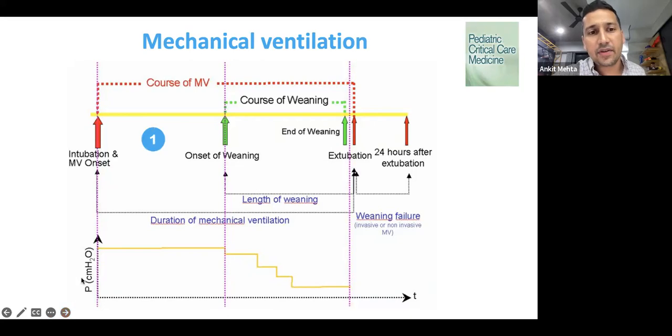So my first point, which is very, very important: what do you do during the initial 72 hours or first 4 or 5 days of mechanical ventilation? Second, we are going to discuss what happens when you start weaning preparedness. Third, we are going to discuss what you do in the peri-extubation period. And fourth is what we can do to prevent a reintubation.